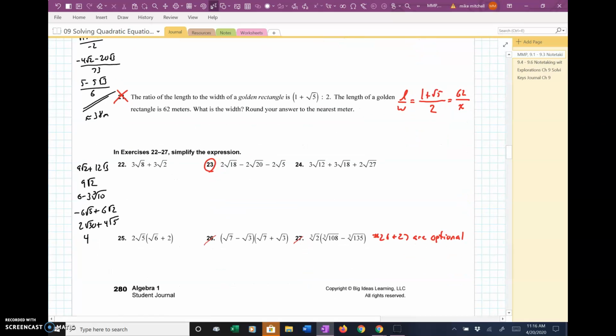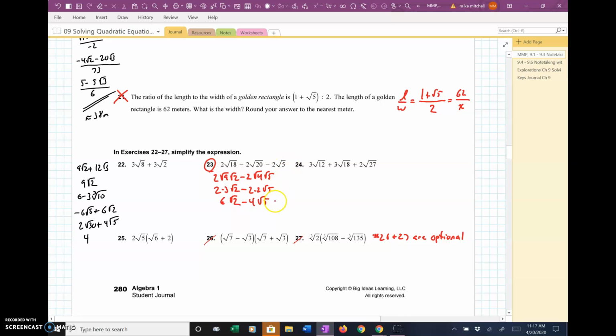These ones down here, it's just multiple simplifications. So you're going to reduce this. Oh, 18. That's just 2 times root 9 times root 2. That's 2 times 3 root 2. That gives me 6 root 2. I can simplify this one here too. That's going to be minus 2 square root of 5 times, whoops, I got that backwards, square root of 4 square root of 5. So that's minus 2 times 2 root 5. So that's going to be minus 4 root 5.